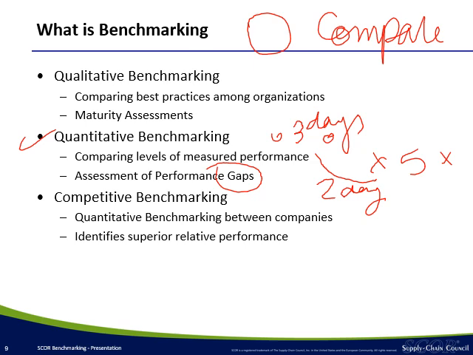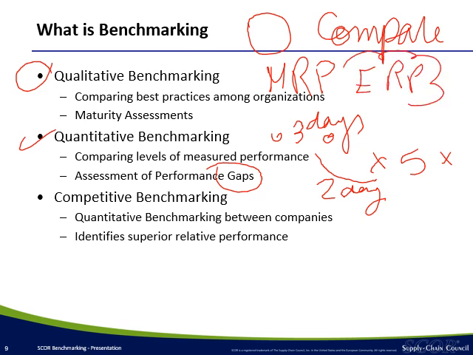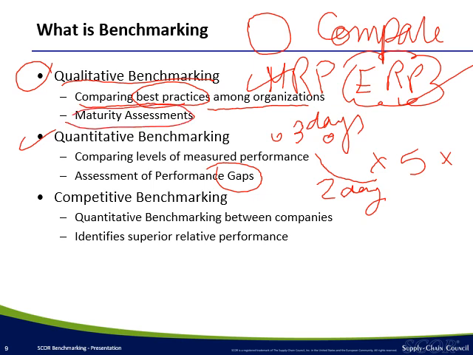We have another thing which is called qualitative benchmarking. If we're using one method, let's say we're using the method of MRP, and another company is using ERP, and definitely ERP is better than MRP. So that's called qualitative benchmarking. In other words, we're comparing our practices, we're using MRP, to different organizations' practices. They use ERP. So this gives an idea about our maturity. Are we mature enough as a company? Are we using up-to-date tools or not?